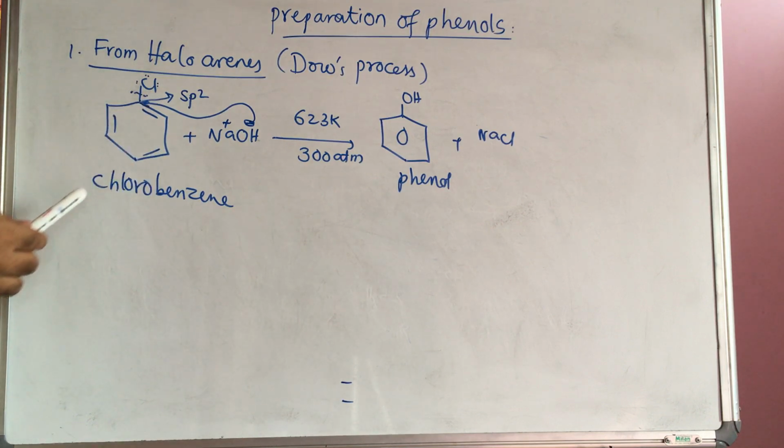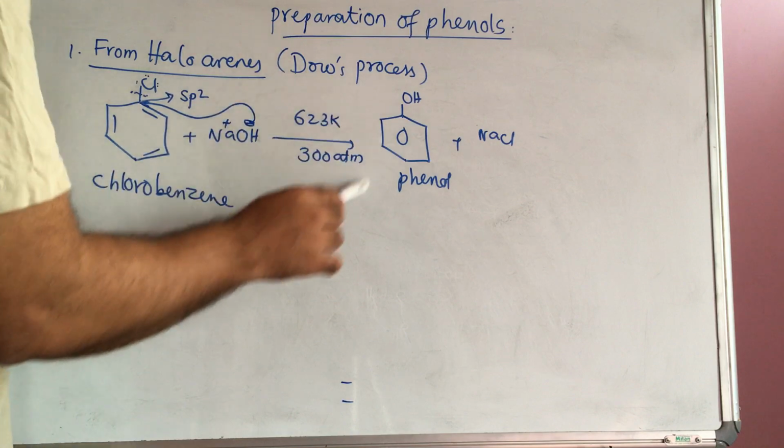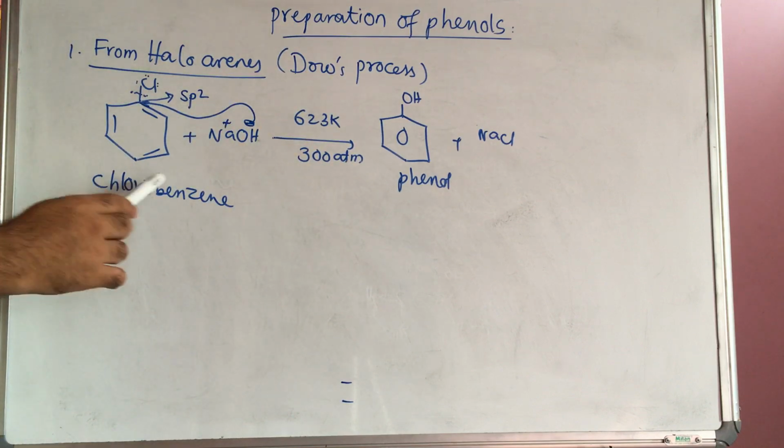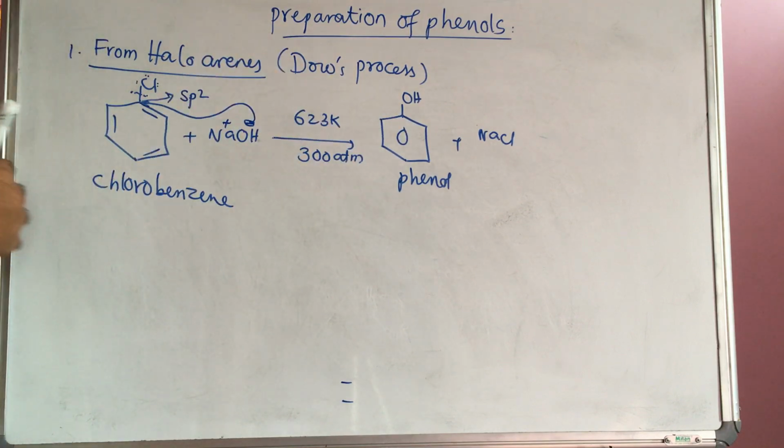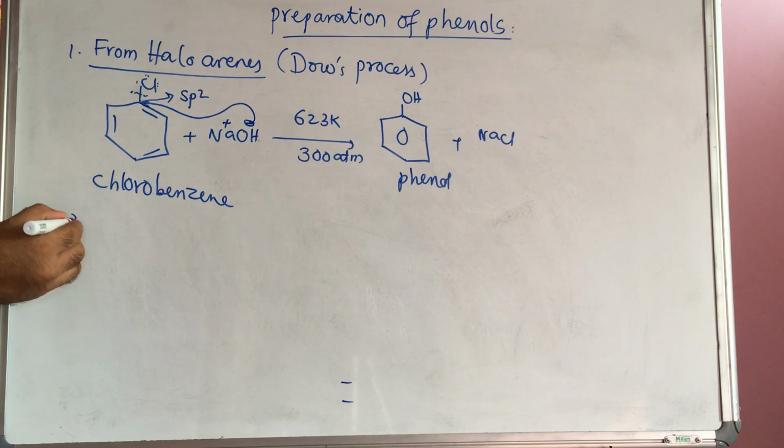If electron withdrawing groups at the ortho and para positions increase, then nucleophilic substitution will be easier than normal. So here, given the drastic conditions, only then this reaction will take place. This is one of the methods. For competitive exam purposes, this is the most important.